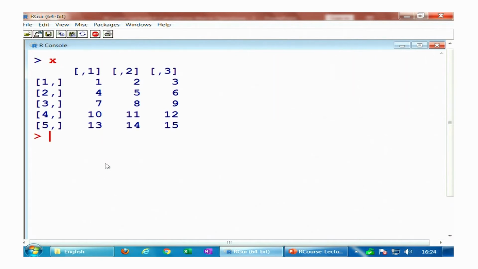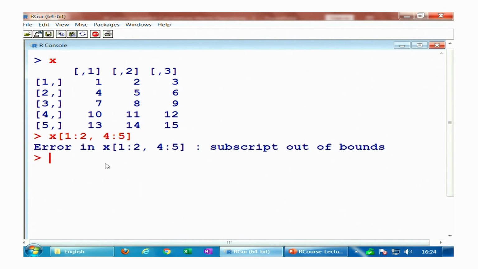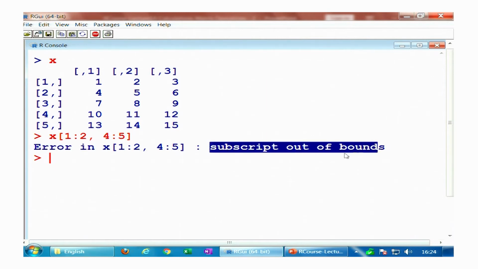And similarly, if this is your matrix X and you want some submatrix from 1 to 2 and 4 to 5. You want the first and second rows and the fourth and fifth columns, and then you see there is an error here. Why? Because when you write 4:5, that means the fourth and fifth columns, but there is no fifth column, there is no fourth column, there are fourth row and fifth row, right. That is why it is giving you an error, saying the subscripts are out of bound.